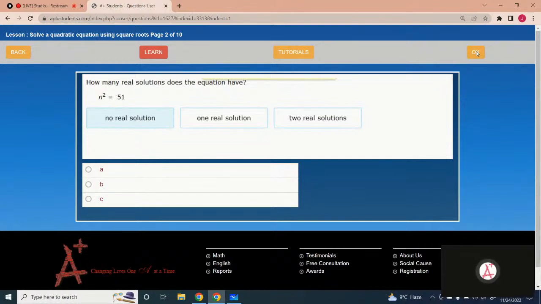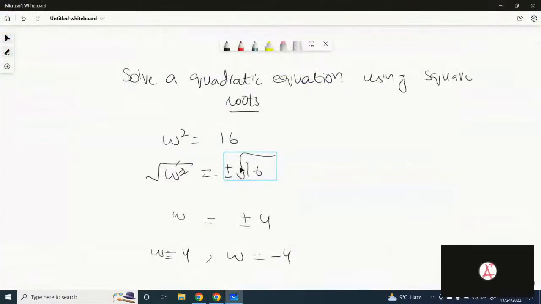Okay, sorry. Let me explain the one I did again. Okay, you have to find the square root of the equation. W square equals 16. So you have to find the square root of both sides. Go to grade 10 maths. There you have a chapter that is named quadratic equations. And we are on the topic, the lesson name is solve a quadratic equation using square roots. And I'm on the test questions. Got it now?